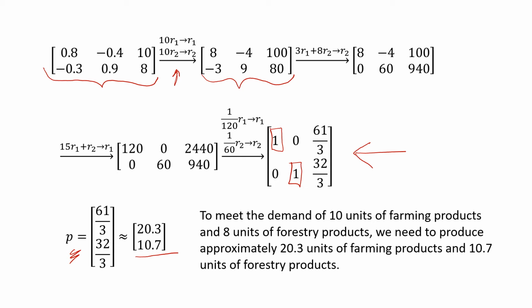So this is telling us that to meet the demand of 10 units of farming products and 8 units of forestry products, our production vector means we have to produce 20.3 units of farming products and 10.7 units of forestry products. So we were given a demand, and we have to find the production vector. It's solving a system of linear equations the way that we've been seeing in the course up to this point.